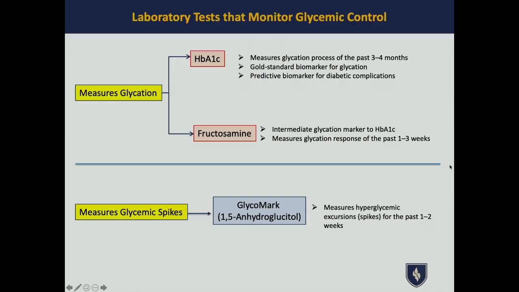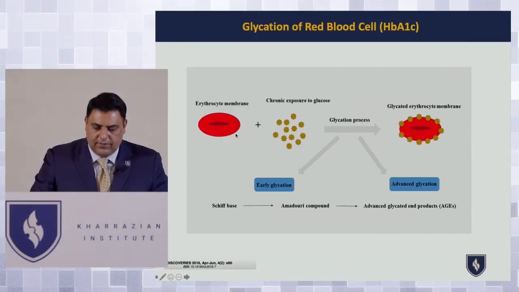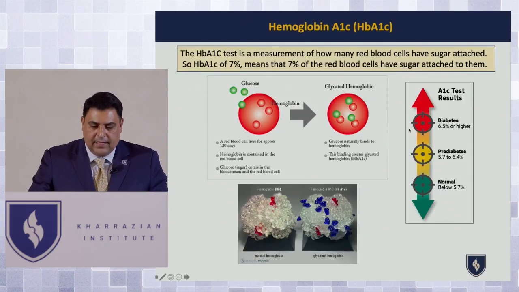So remember, let's go over these tests with more detail. So this is glycation. This is HbA1c, red blood cells. They're exposed to glucose, and then glucose binds to the proteins of red blood cells, and that's what you're measuring with advanced glycation end products and HbA1c. And when you're looking at this HbA1c test, it comes in a percentage. The HbA1c test is a measurement of how many red blood cells have sugar attached. So HbA1c of 7% means 7% of the red blood cells have sugars attached to them, and that's pretty significant. And that's when you start to see complications.